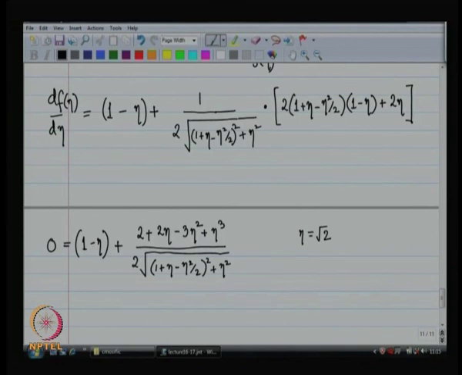To make life easier. So, if I do plug that in, I get 1 minus root 2 plus 2 plus 2 root 2 minus 6 plus 2 root 2, divided by 2 times square root of (1 plus root 2 minus 1) the whole squared plus 2. So, this simplifies: 1 plus square root of 2 minus 1 is basically square root of 2, whole squared is 2, 2 plus 2 is 4, square root of 4 is 2, 2 times 2 is 4, and 2 root 2 plus 2 root 2 is 4 times root 2, and 2 minus 6 is minus 4.